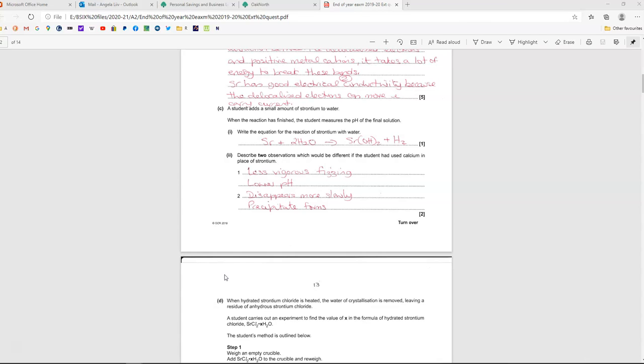And then to describe 2 observations, which would be different if the student had used calcium instead of strontium. So looking at the periodic table, strontium would be more reactive. Hence, if you use calcium, it would be less vigorous. You wouldn't get so much fizzing. The pH would be lower, which is all stuff that you should have learned. The metal would disappear more slowly, and you would get a precipitate. So any 2 of those 4 would have got you the marks.